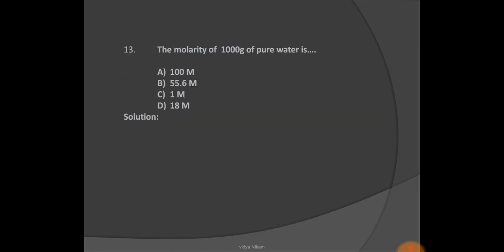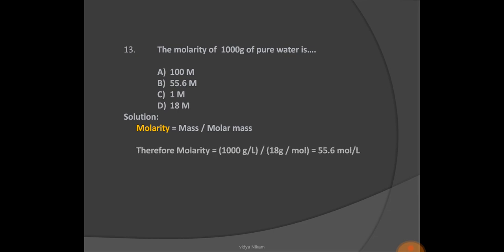Next question. The molarity of 1000 gram of pure water is dash dash. Option A 100 molar, option B 55.6 molar, option C 1 molar, and option D 18 molar. Molarity is defined as the mass divided by molar mass. So mass is given as 1000 gram and molar mass of water is 18 gram, which gives 55.6 mole per liter. So option B is the right option. Next question.